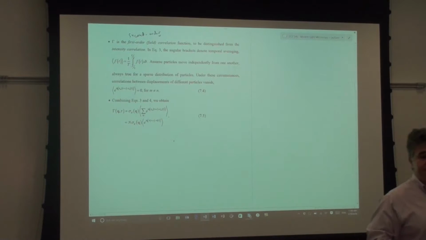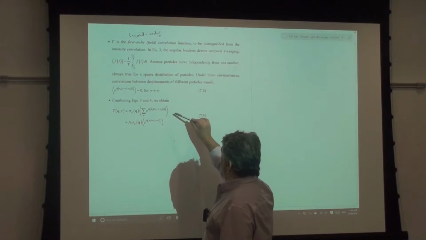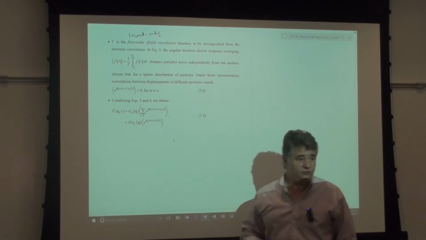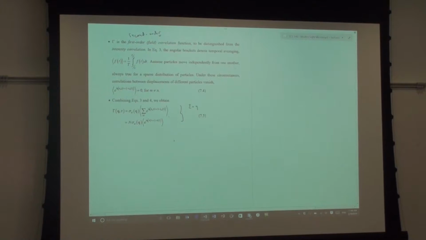Now, basically, what we're going to do here is use the ergodicity assumption, which I'm sure you know what it is. Do you know what it is?